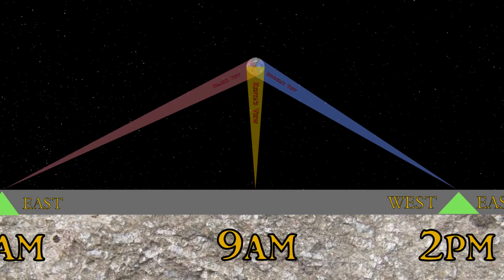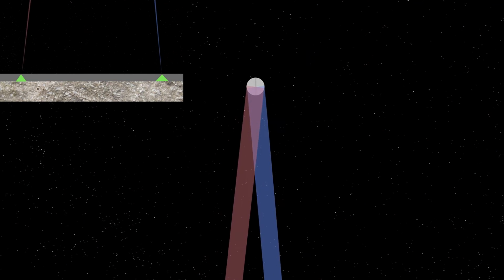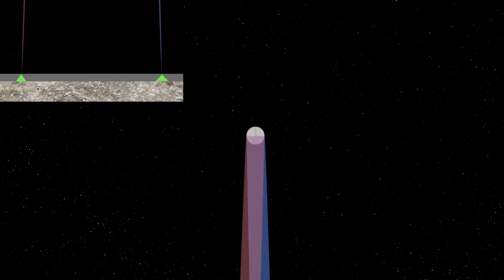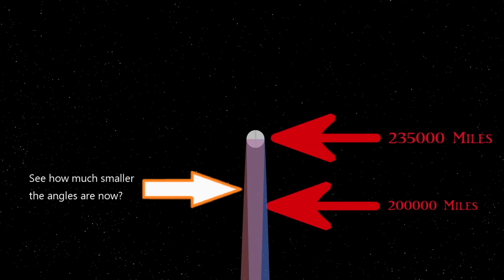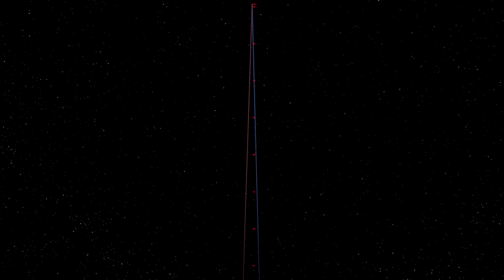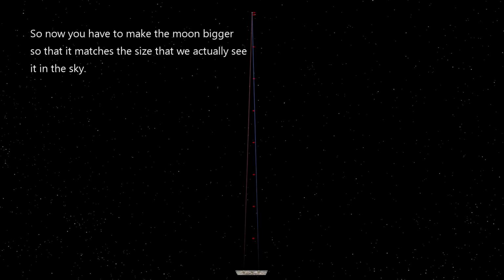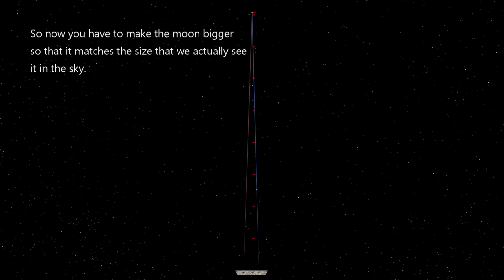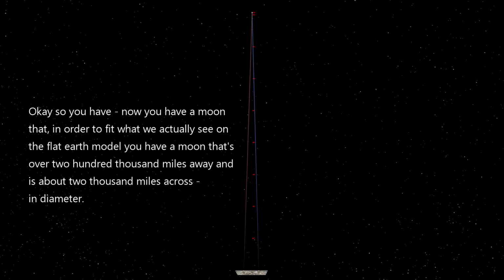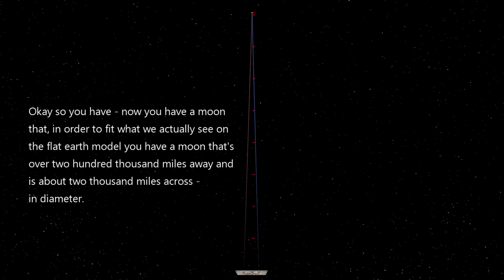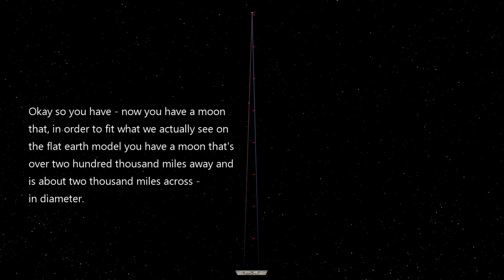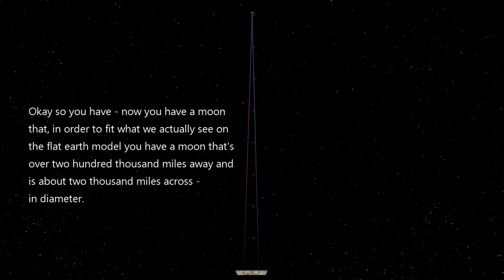The only way to fix this is to move the moon hundreds of thousands of miles away, like 235,000 miles. But the problem is, if you do that with the moon at its flat Earth size, 32 miles across, it's too small to see. So now you have to make the moon bigger so that it matches the size that we actually see in the sky. To fit what we actually see on the flat Earth model, you have a moon that's over 200,000 miles away and about 2,000 miles across in diameter.